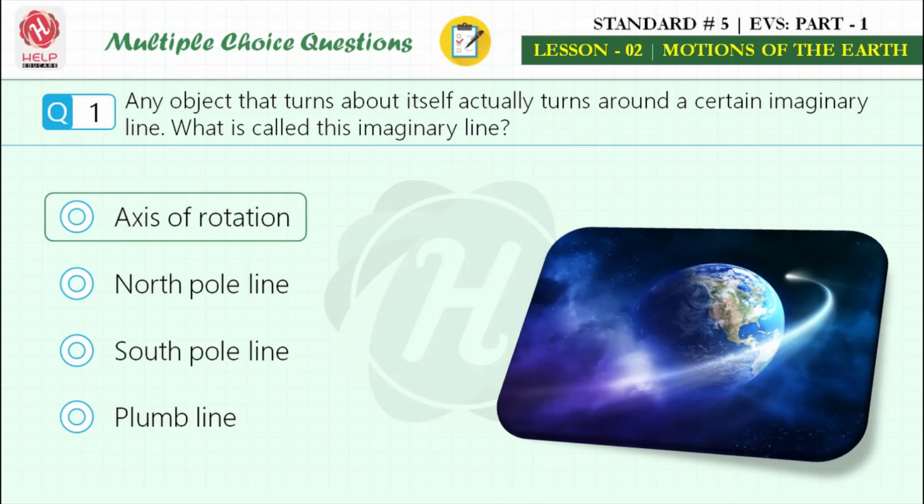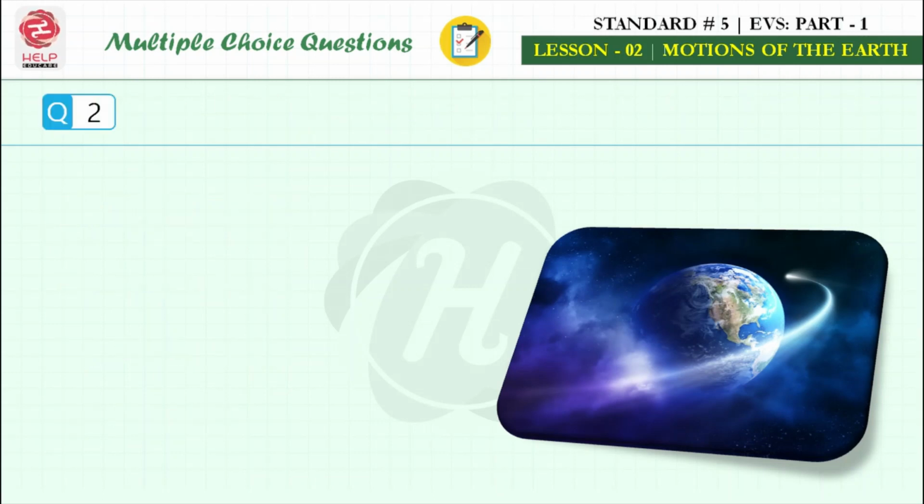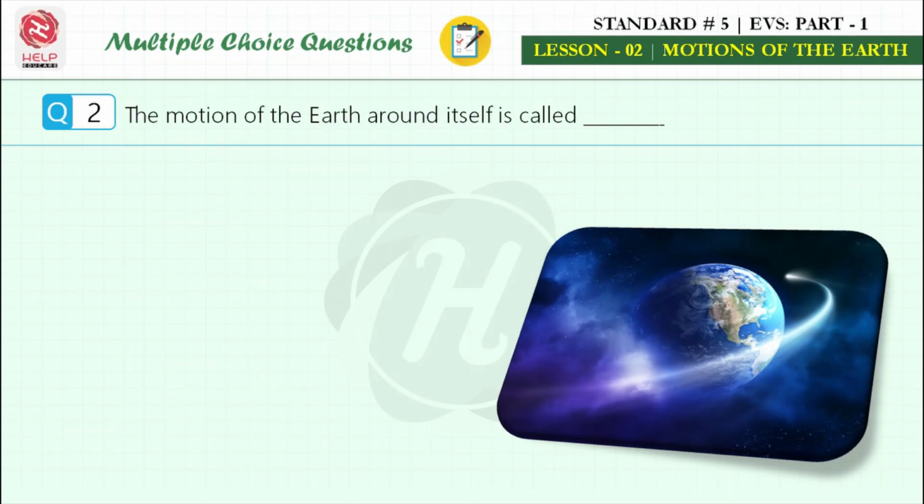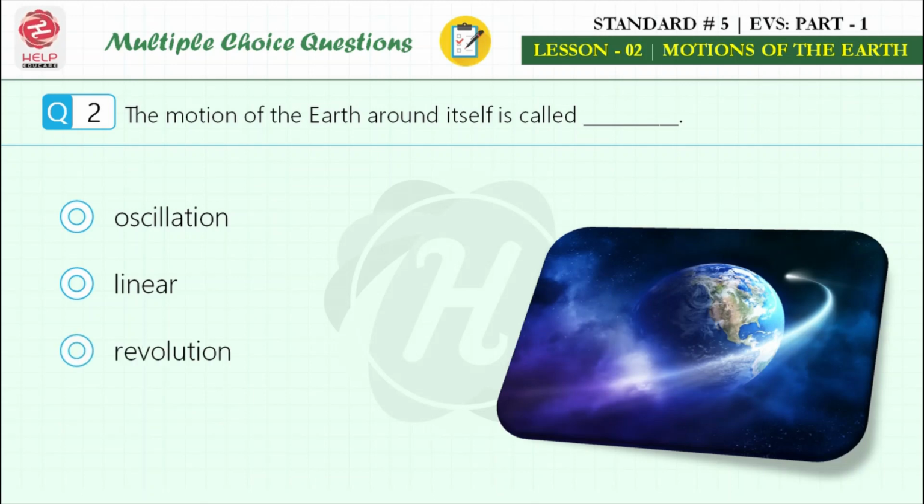Correct answer is axis of rotation. Question number 2. The motion of the Earth around itself is called dash. First option, oscillation. Second option, linear. Third option, revolution. Fourth option, rotation.